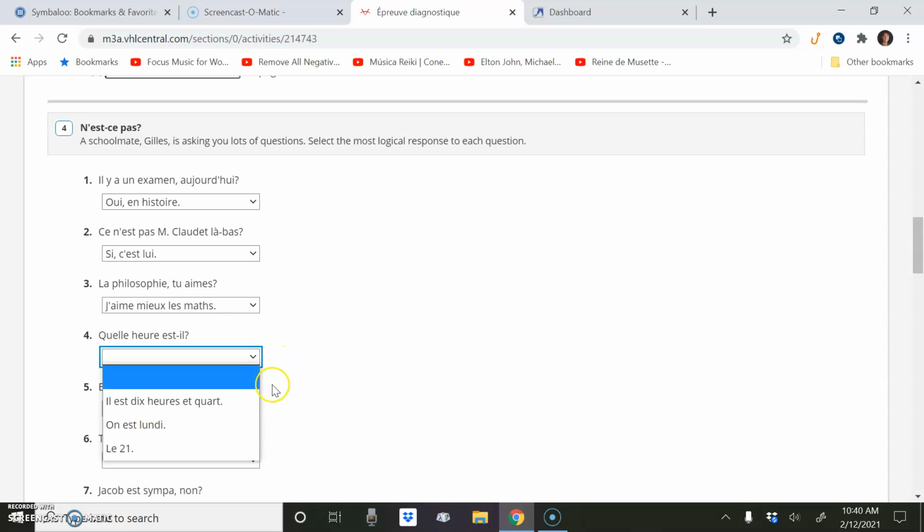Quelle heure est-il? We did this in class yesterday and the day before. Quelle heure est-il? Remember, what time is it? Quelle heure est-il? It starts with il est 10h15.